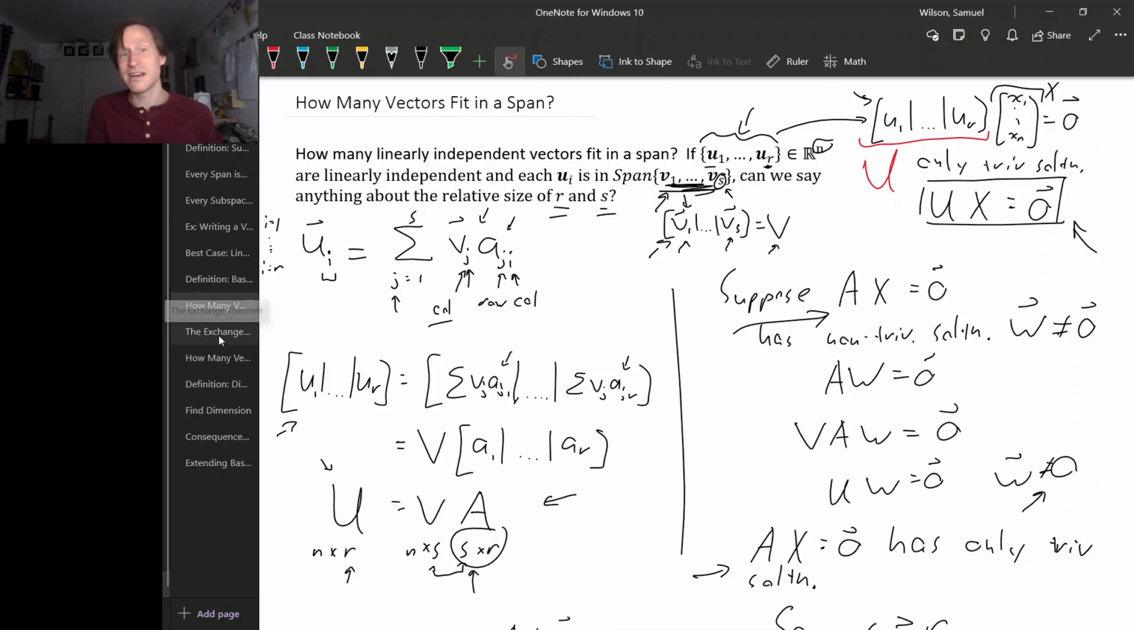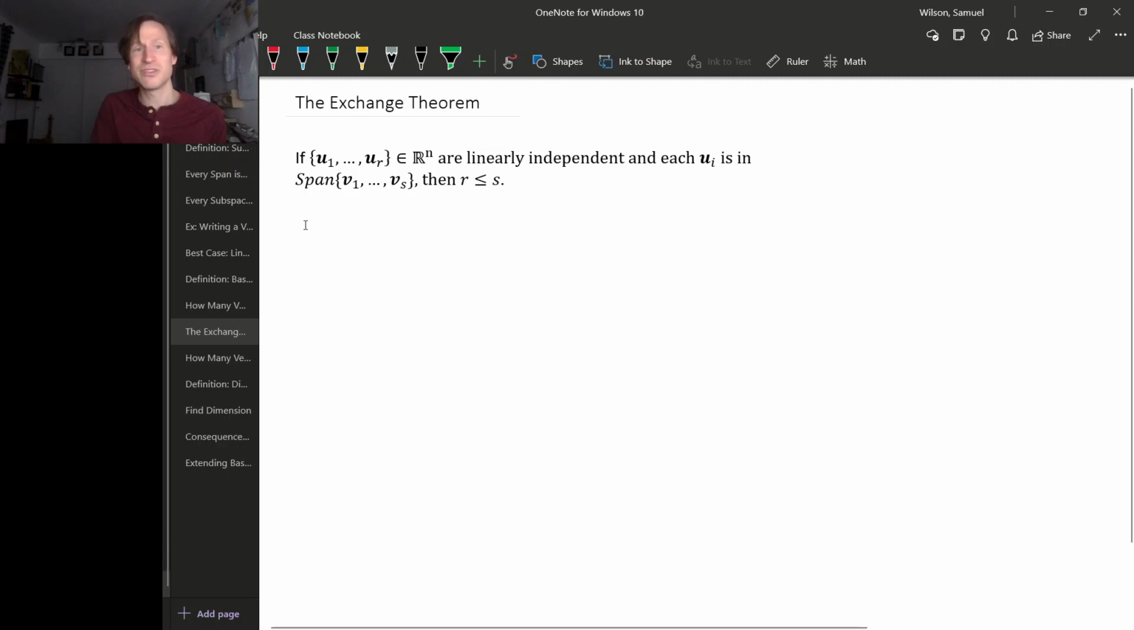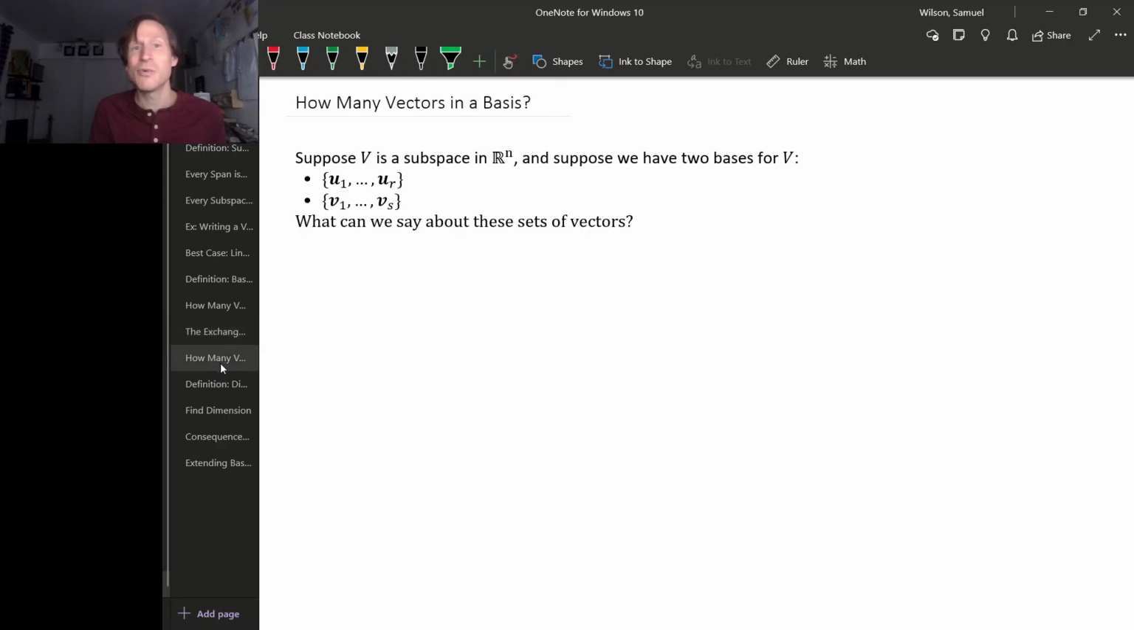This is actually a theorem called the Exchange Theorem. So if you have r linearly independent vectors in Rn, and each of those vectors is in the span of v1 through vs, then r has to be less than or equal to s. One reason, in fact the main reason, why this theorem is so important is because it lets us think about how many vectors can be in a basis.